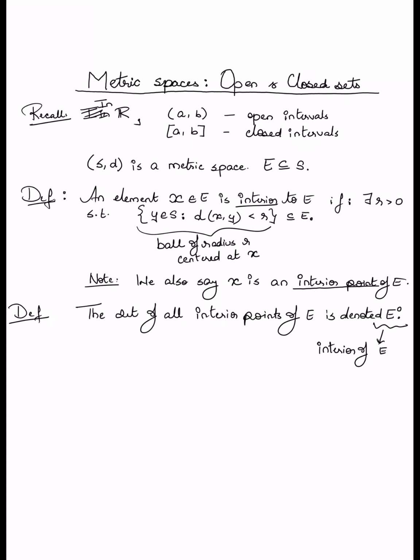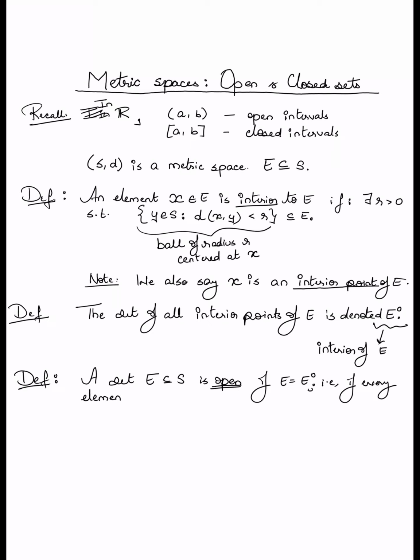With all of this, we are now able to define an open set. A set E, which is a subset of S, is open if E is equal to E naught. In other words, if every element of E is an interior point of E, then we say that the set E is open. That is, if every element of E is interior to it.